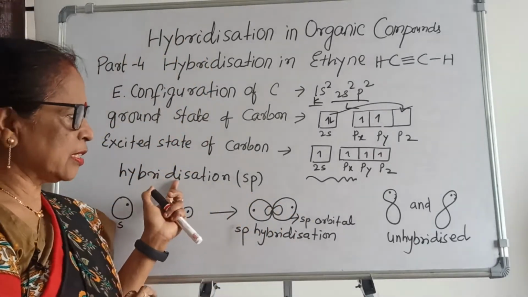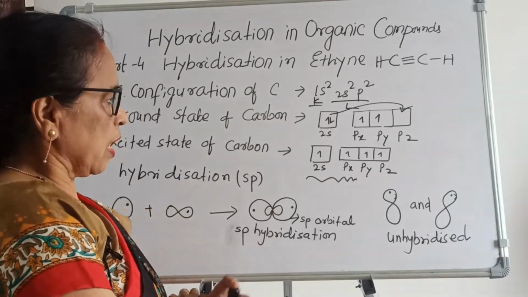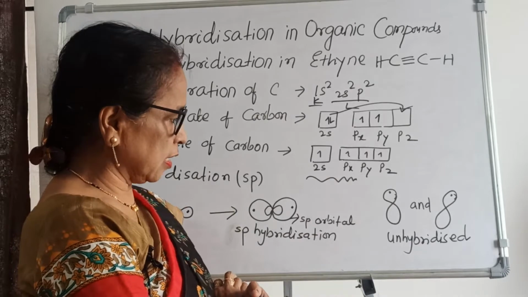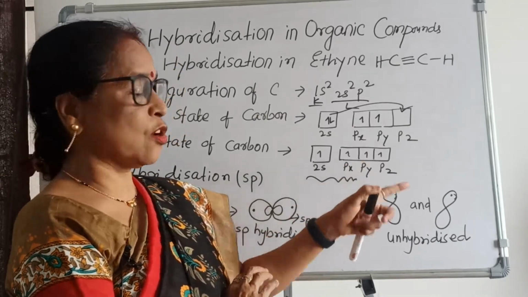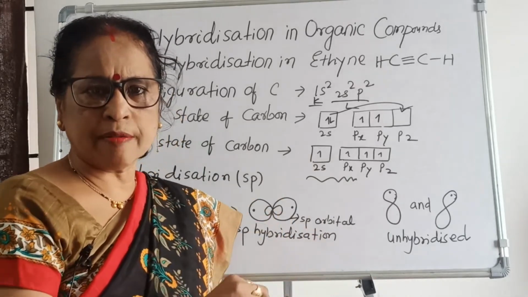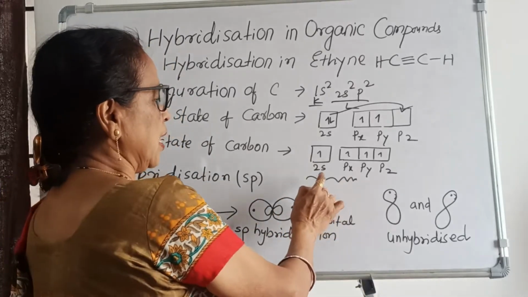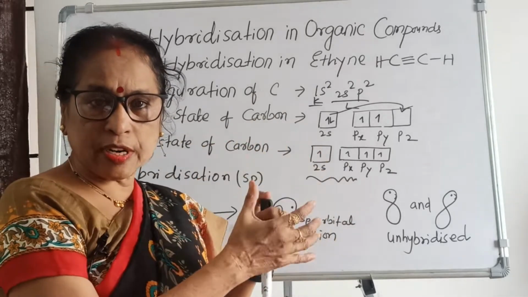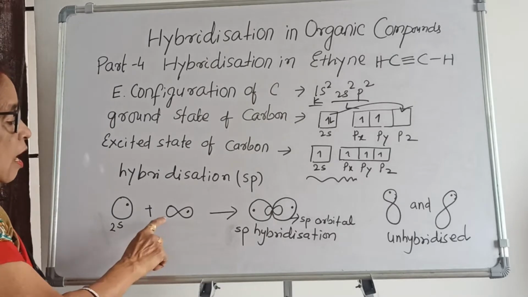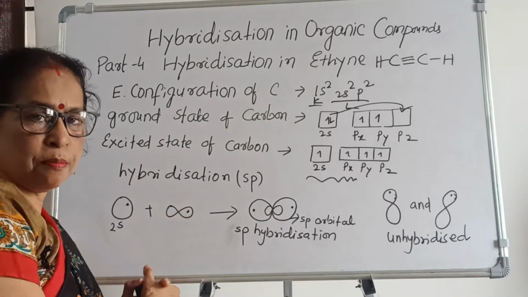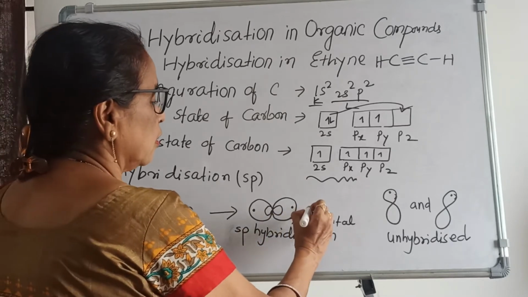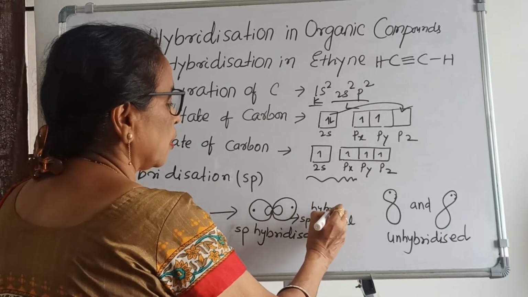Now here the hybridization is sp. So what are the unhybridized orbitals? They are py and pz. They are not part of the hybridization, they are separate. Only the s and px orbitals combine. These 2 orbitals, one spherical and symmetrical, the other dumbbell shaped, both combine and form the sp hybrid orbital.